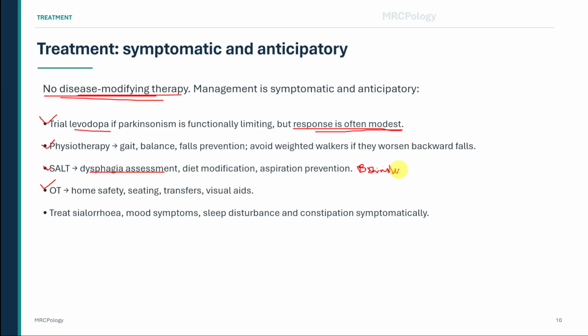Bulbar dysfunction is one of the most important clinical issues in PSP. Dysarthria affects communication. Dysphagia increases the risk of choking, weight loss, and aspiration pneumonia. So in real clinical practice and in the exam, do not focus only on stiffness and eye movements. Always think about swallowing safety.